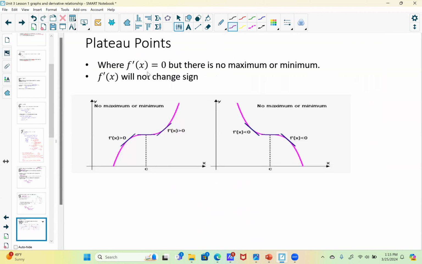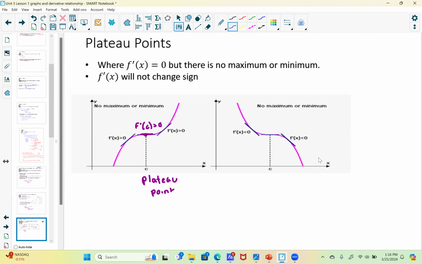Now there's one other feature where the derivative can equal 0, and it's called a plateau point. So a plateau point is where the derivative equals 0, but there is no max or min. So the derivative will not change sign. On this graph right here, C is called a plateau point. We can see the function is increasing before that point, and it continues to increase. So the derivative is greater than 0 until we get to the plateau point, and then it's greater than 0 after, but at that point C, the derivative is equal to 0 because I have a horizontal tangent line, and the slope of that horizontal line is 0.